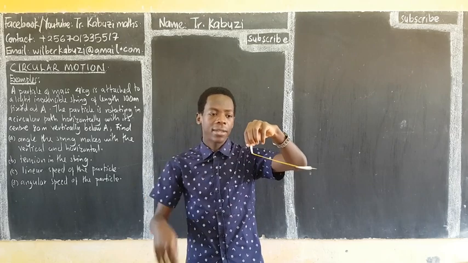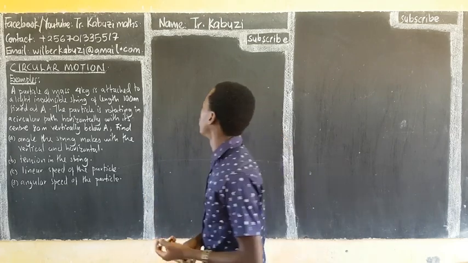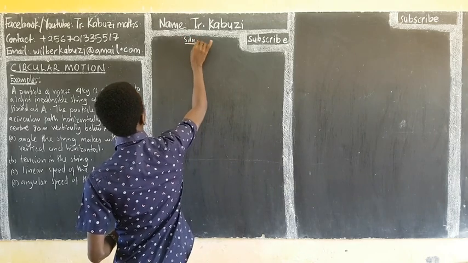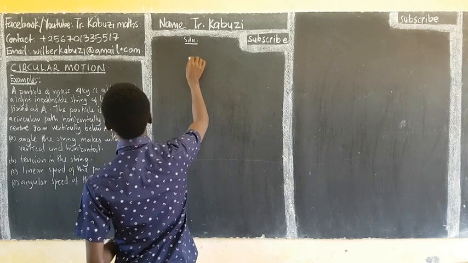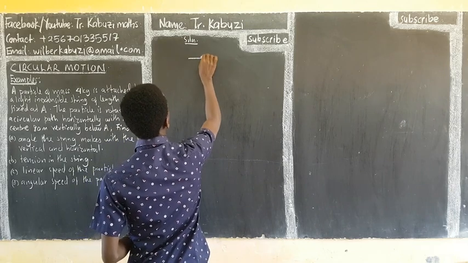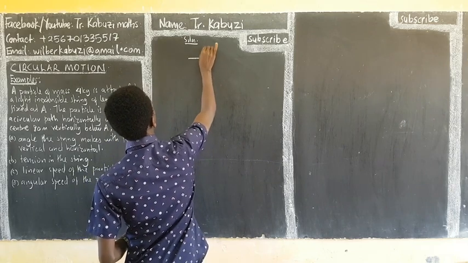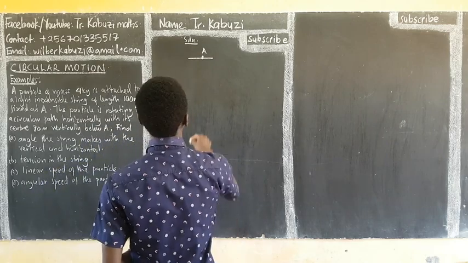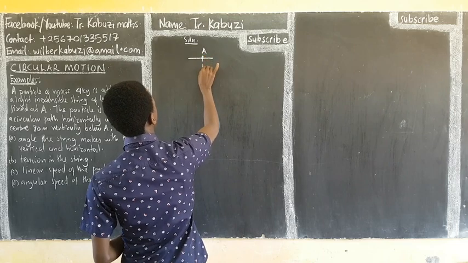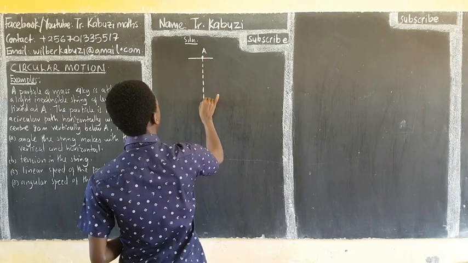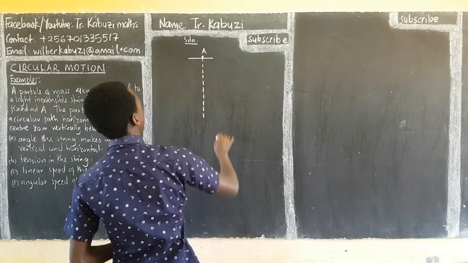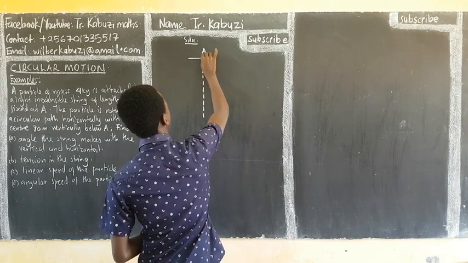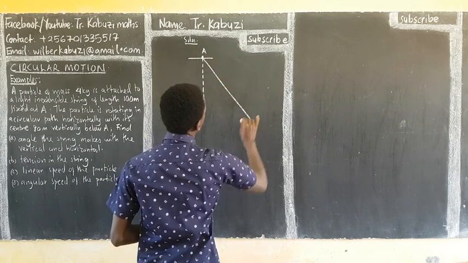They are giving us the length of the string and the mass of that particle. So in our solution, we are going to fix it at a point A. Telling us this is fixed at point A. After fixing it, this is going to be the vertical. Of course, it's swinging, so it's going to swing to an angle like that.